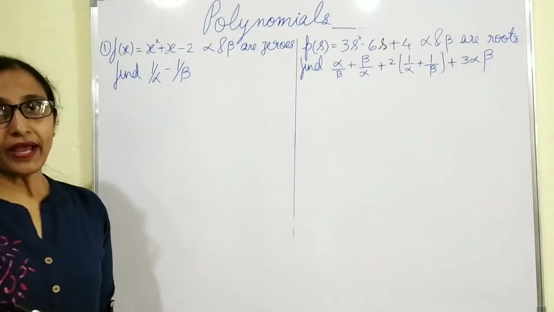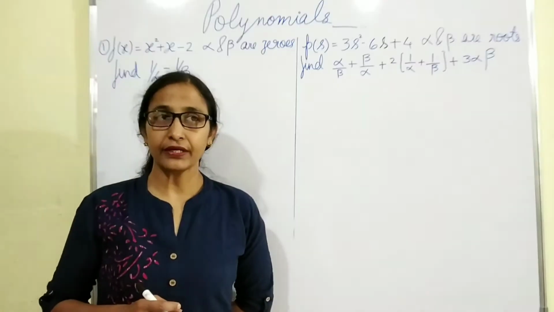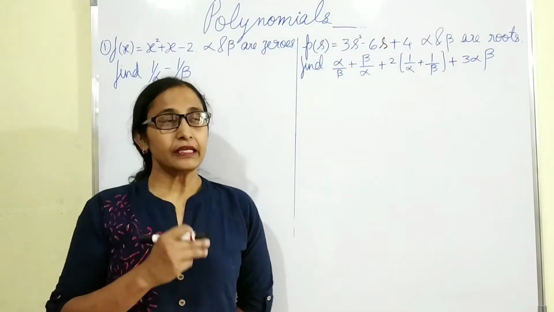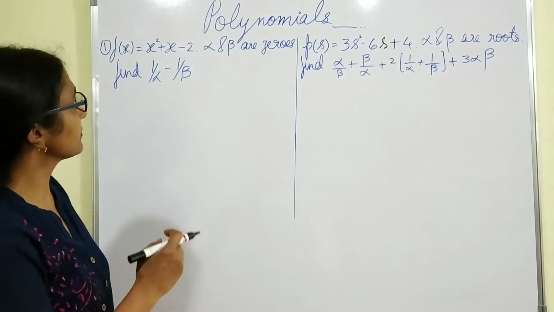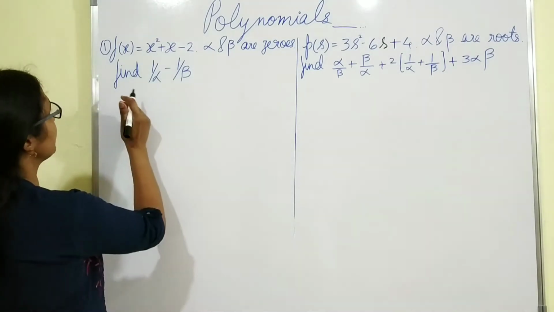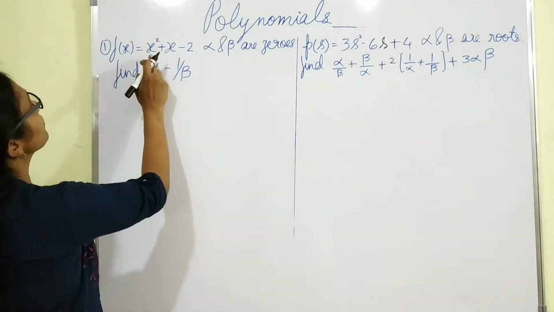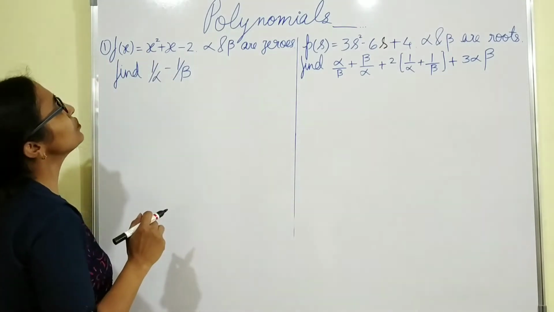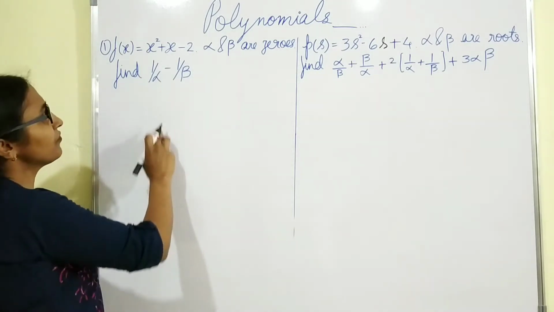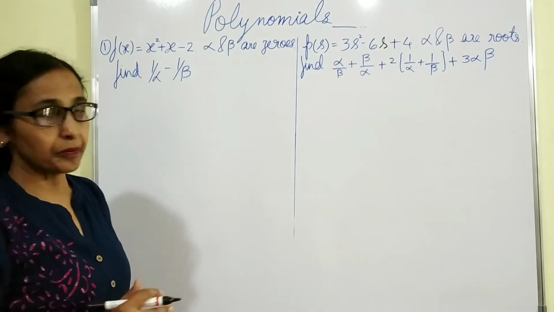In the earlier video, I explained polynomials and the relation between zeros and their coefficients. In this video, I am solving problems based on zeros and their coefficients. So, f of x equals x square plus x minus 2, and alpha, beta are zeros of the polynomial. Find the value of 1 upon alpha minus 1 upon beta.